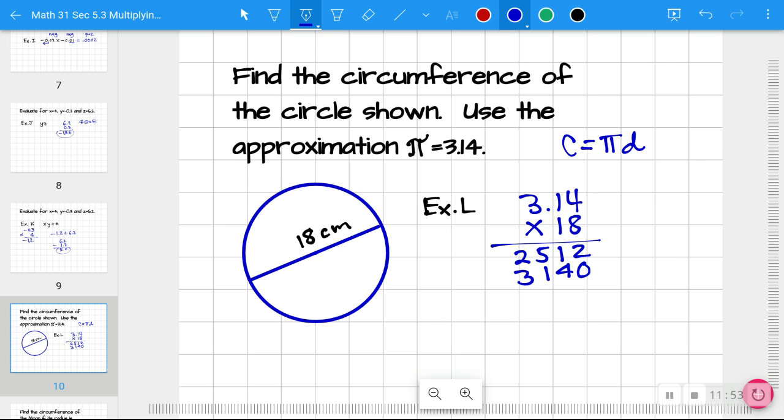And we're going to add these. And our answer is going to have 2 decimal places. So we're going to put our decimal point right there. So the circumference of this is 56.52 centimeters.